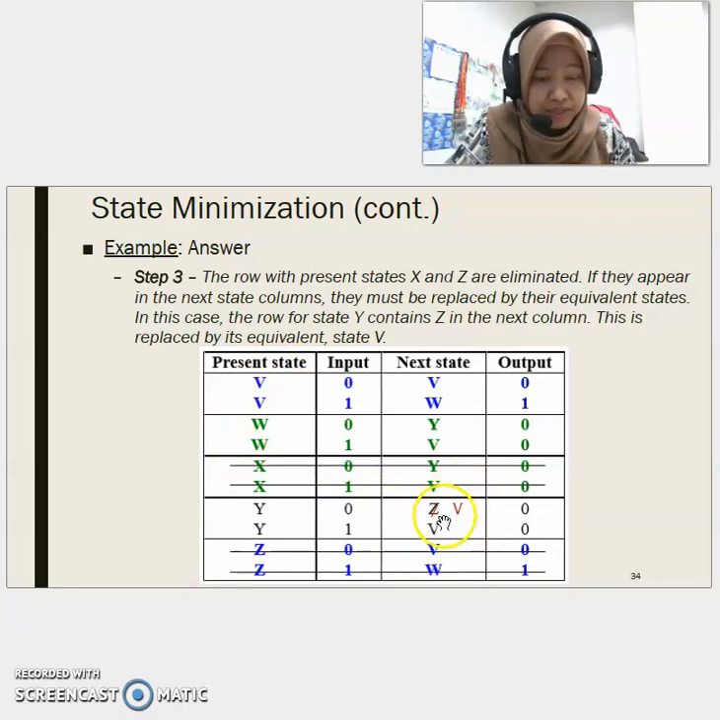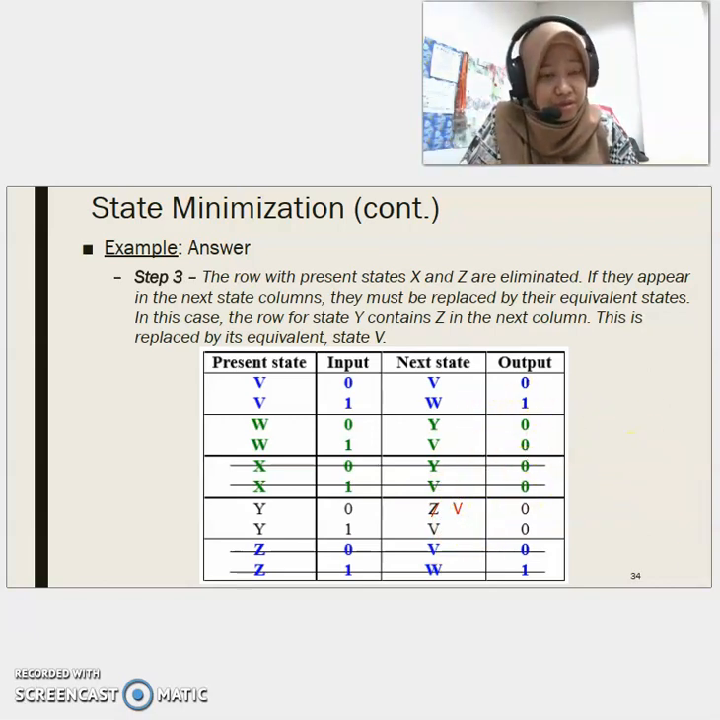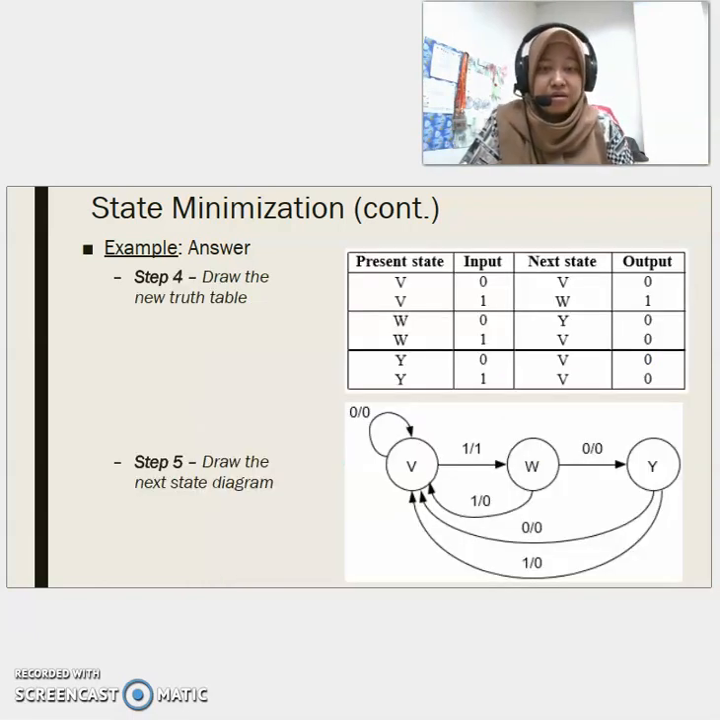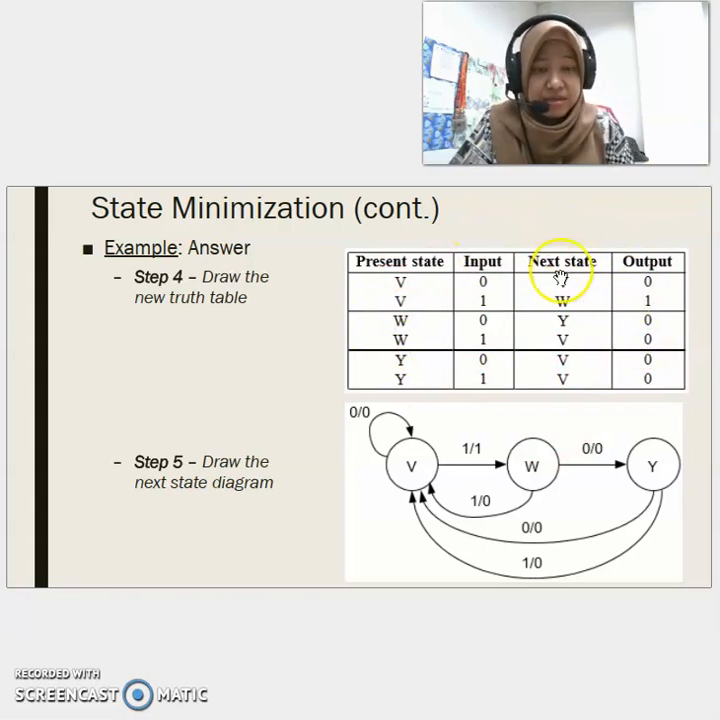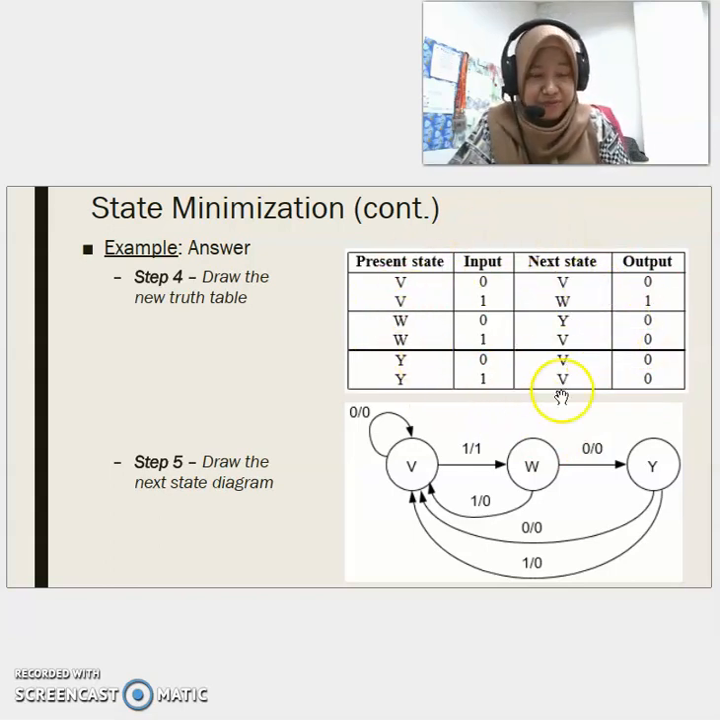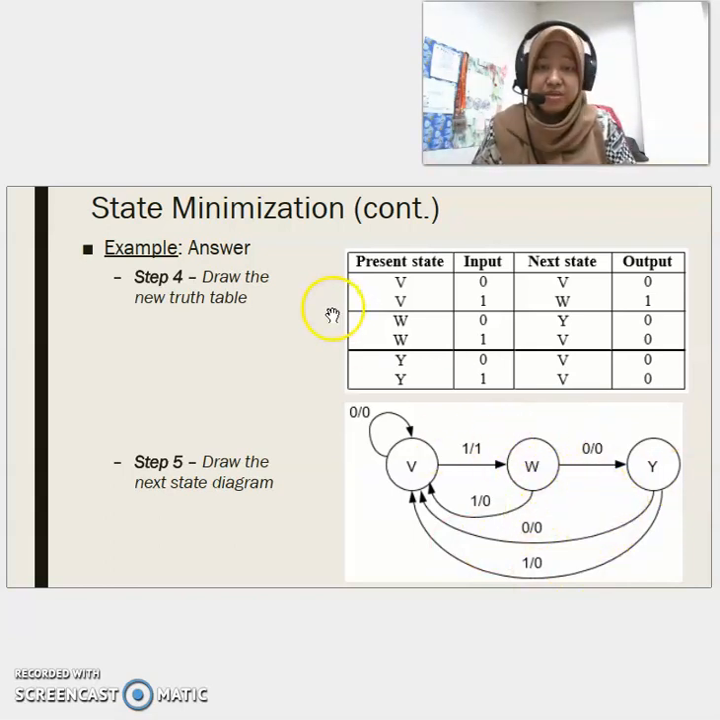Alright, so when we do that, only then can we move on to the next process, which is to come up with our K-map and so on. But before we do that, this is our revised truth table, with state minimization, which only has three states. And from here we can get our revised state diagram. See, the state diagram is not as confusing as the first one, isn't it, after we do the state minimization.